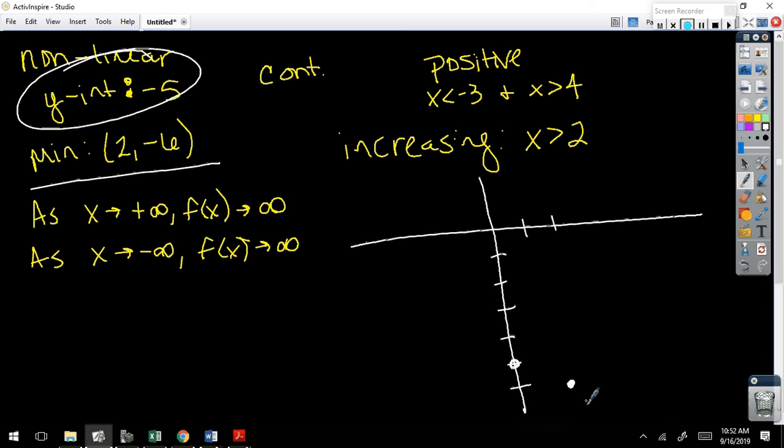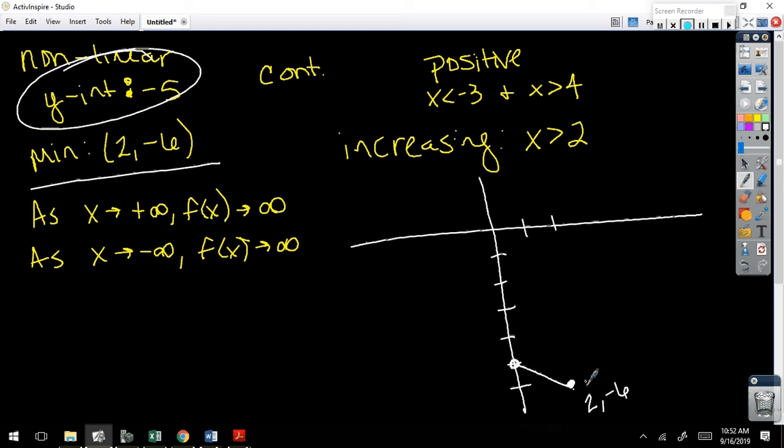This is the point 2, negative 6. If it's a minimum, do we agree that this has to do this? Yeah, that's true. And it's going to have to start coming back up some way. I don't know where or how yet, but it's going to have to start coming back up because that's a minimum. It's not linear. It's going to be what?